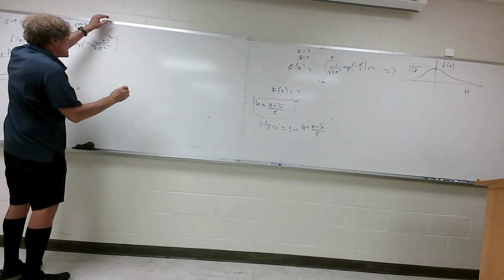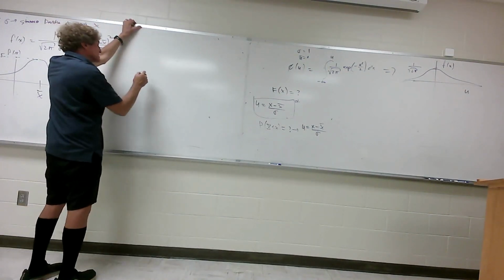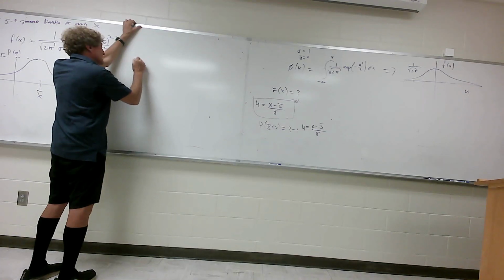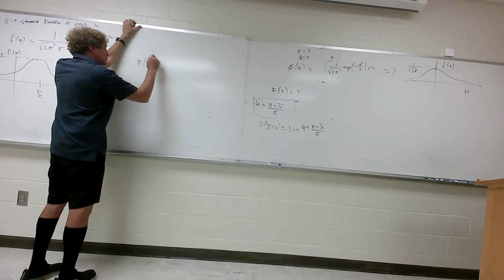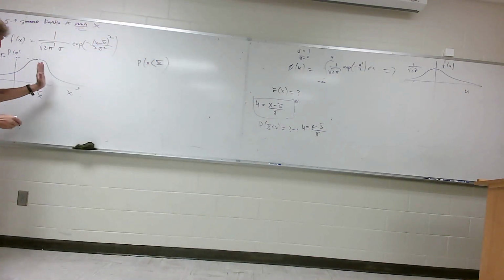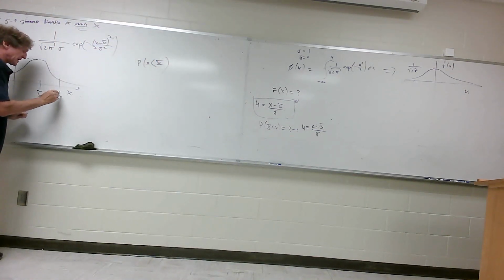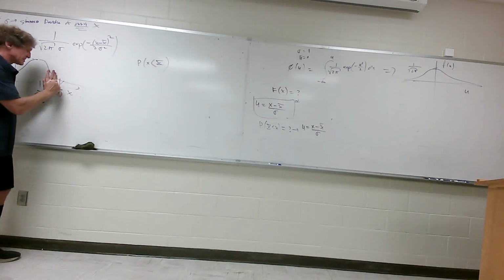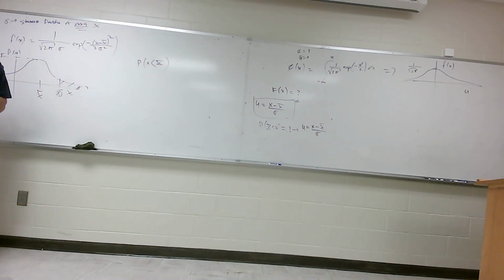Suppose, and please listen, suppose I don't want the probability that's less than it, suppose I want the probability that the random variable x is greater than some x. So that means I want this value up here, some value of x I just arbitrarily choose. Y'all with me?